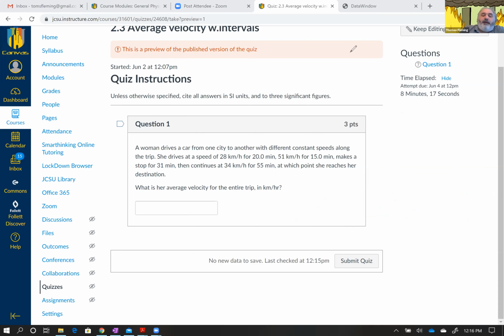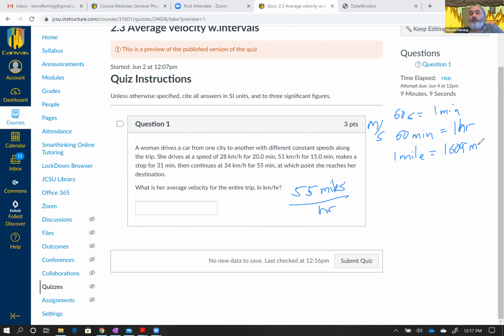Another one that's pretty tricky. Let's say that I want to have 55 miles per hour, and I want to convert that into metric, which is meters per second. In order to do that, I have to know 3 conversion factors. I have to know that 60 seconds is equal to 1 minute, that 60 minutes is equal to 1 hour, and that 1 mile is, I believe, 1,609 meters. That's probably not one you know off the top of your head.